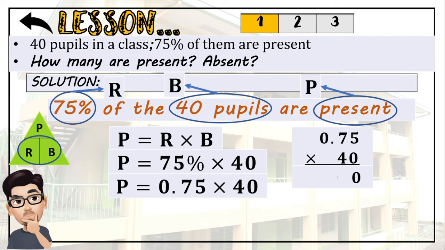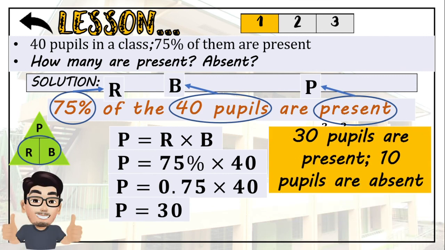Then the next one is we multiply it by 4. So 4 times 5, that's 20. We write 0, we carry 2. Then 7 times 4, that's 28. Plus 2, we have 30. We write 0, then we carry 3. Then 4 times 0 is 0 plus 3, we have 3. Then we just have to move yung decimal point, since we have 2 decimal places from 75 hundredths, so we will move 2 decimal places dun sa ating answer. So we have 30. So ibig sabihin, 30 pupils are present.